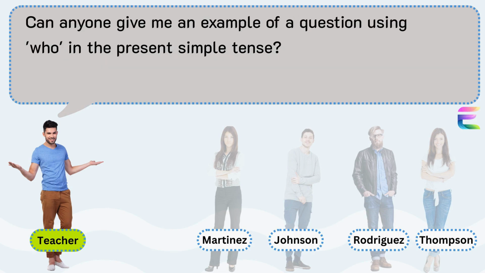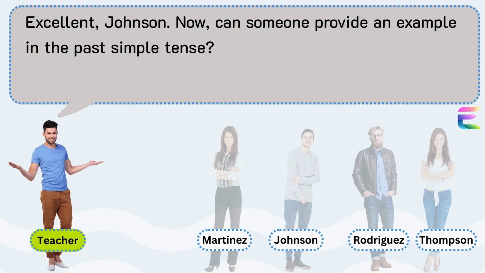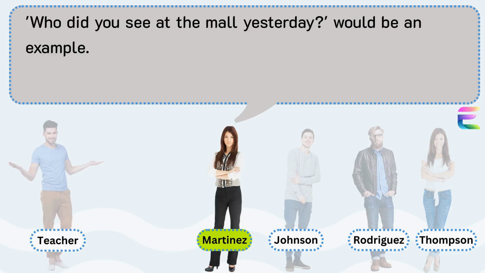Can anyone give me an example of a question using who in the present simple tense? Sure. Who does your brother play soccer with? Excellent, Johnson. Now, can someone provide an example in the past simple tense? Who did you see at the mall yesterday would be an example.